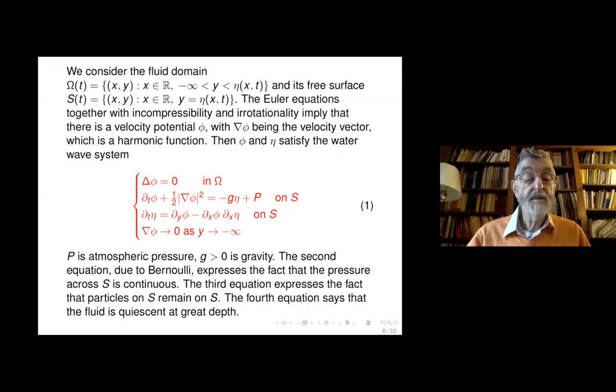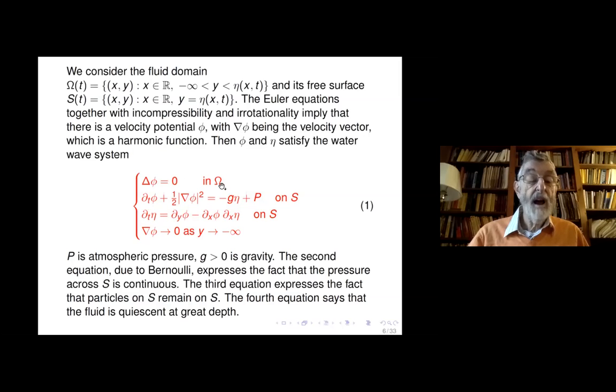And now here I write down a little notation. Remember, I'm just assuming we're in 2 dimensions, x and y is vertical. So here's the domain, and even though I don't have to, I'll concentrate on infinite depth. And the surface is y equals eta. And so here are the equations, which are not the original form of the Euler equations, but for irrotational incompressible flow, we can write the velocity vector, a two-dimensional vector, as the gradient of some function, the velocity potential. And the velocity potential is harmonic. That's Euler's equation.